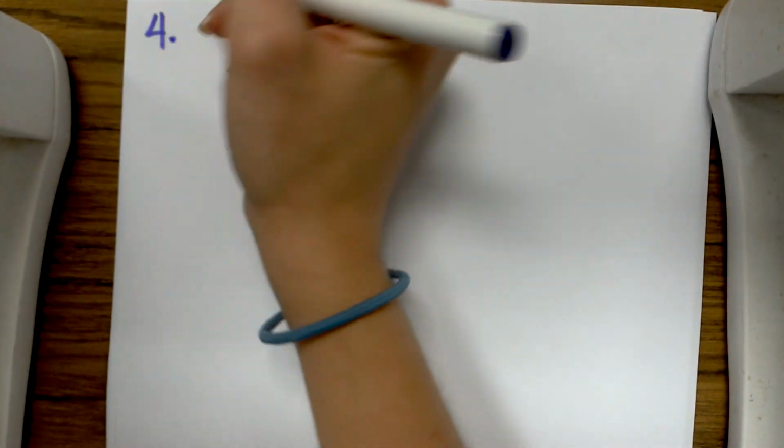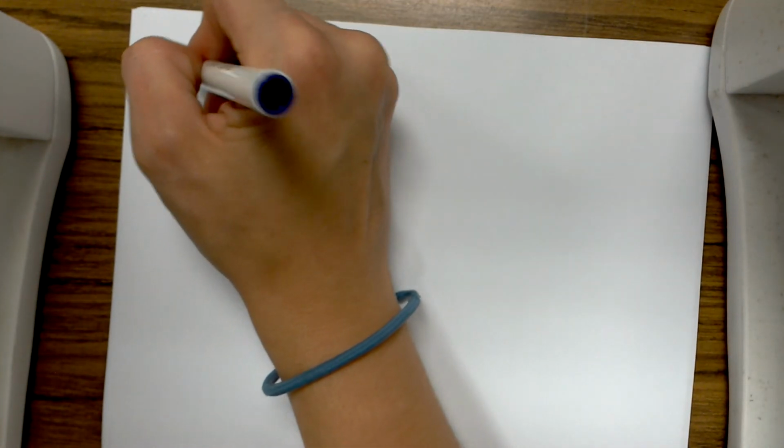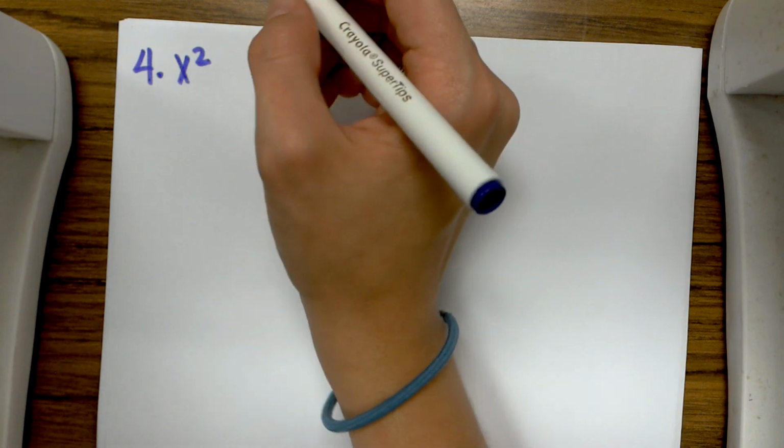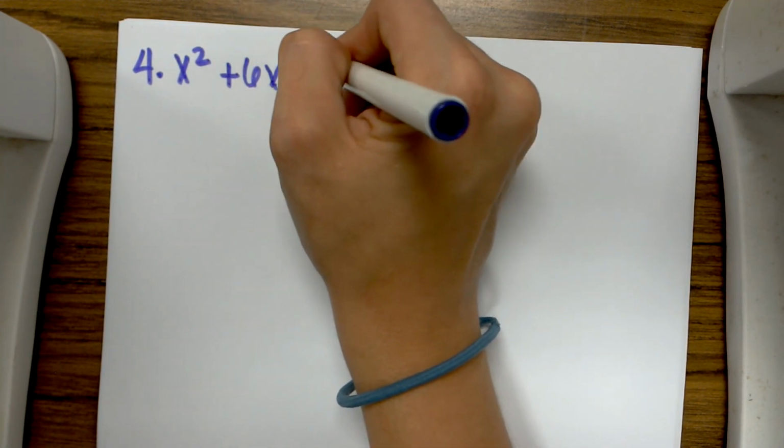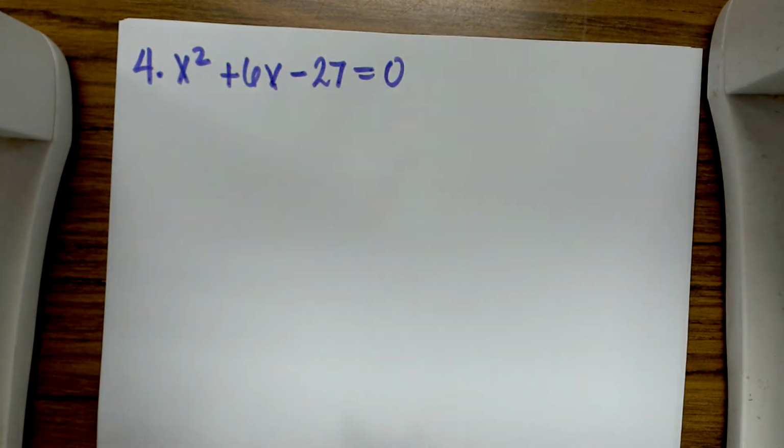Let's go ahead and do number 4, because we have a negative in there. Let's look at number 4. Number 4 is x squared plus 6x minus 27 is equal to 0.